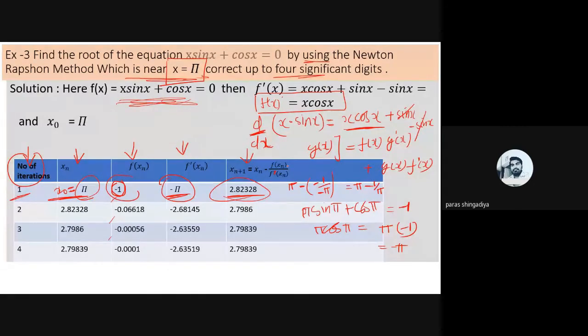Step by step, you will get 2.82328. That is our first iteration using the Newton-Raphson method, and that is called x1. Now in the second iteration, we'll use x1 equal to 2.82328. Now check the function output, and that will be minus 0.06618. Verify it by yourself in the calculator.